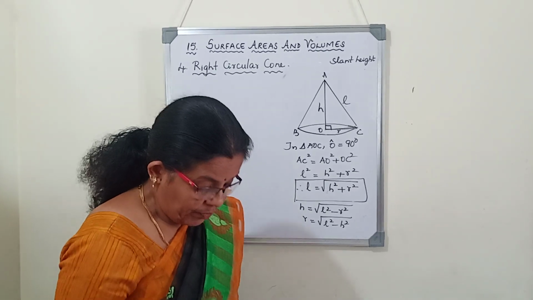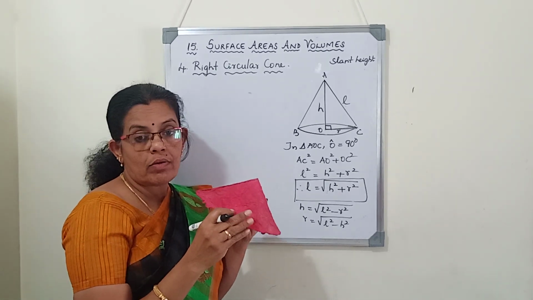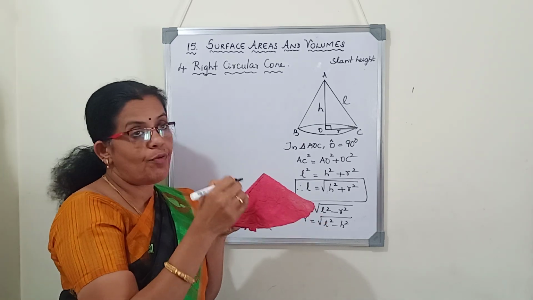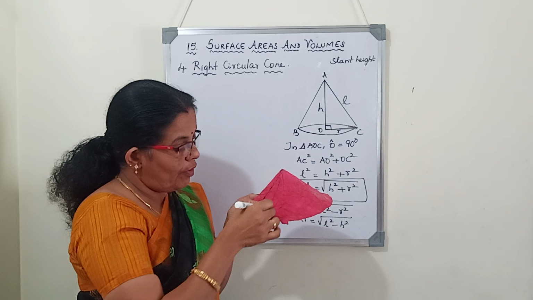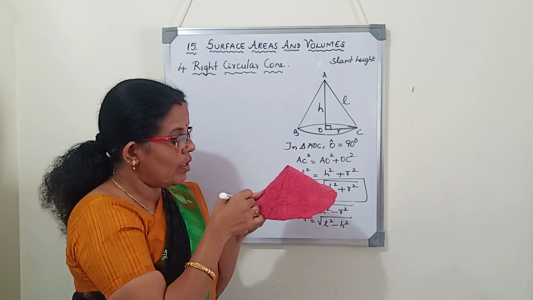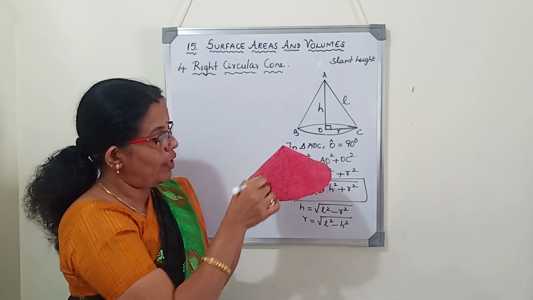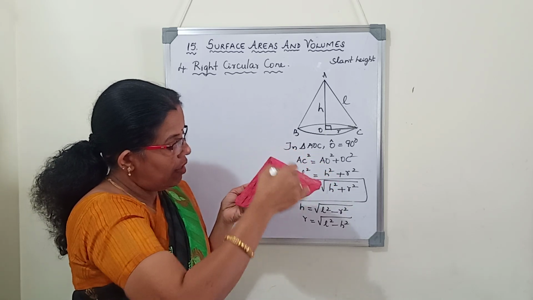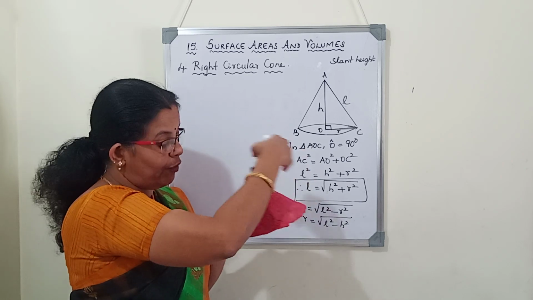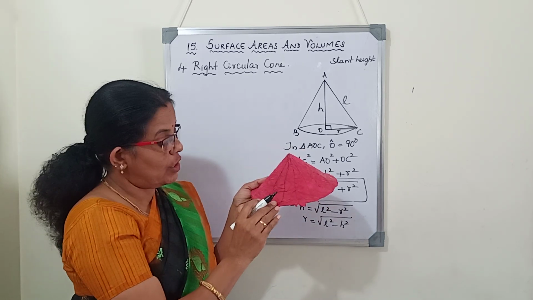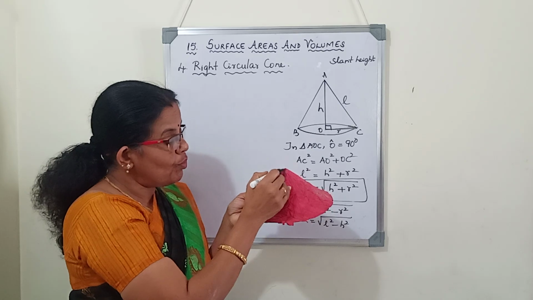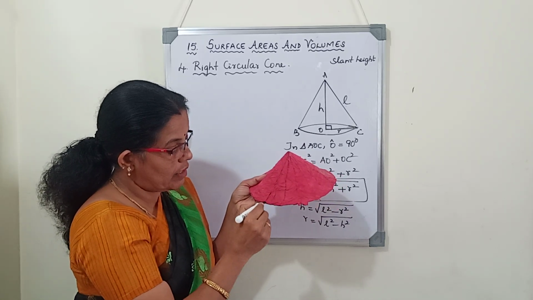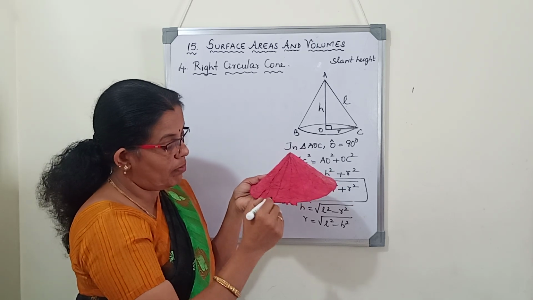Now we will see how to find the CSA of a cone. CSA means the curved surface area. Suppose I draw many lines in this diagram and divide this curved surface into different parts; each part will be in the shape of a triangle. You know that the area of a triangle is half base times height. The first triangle has base B1, the next part base B2, B3, and so on.